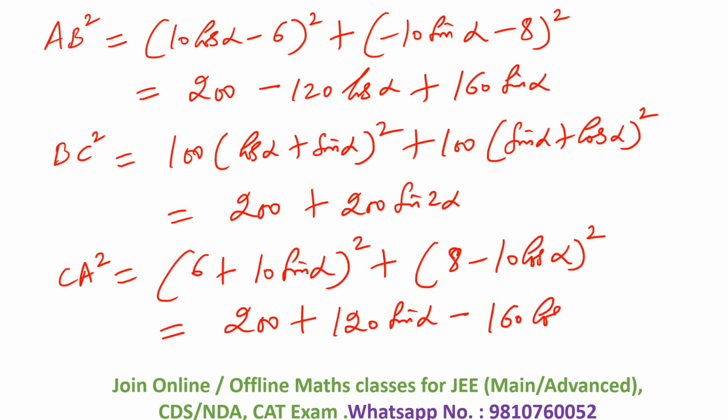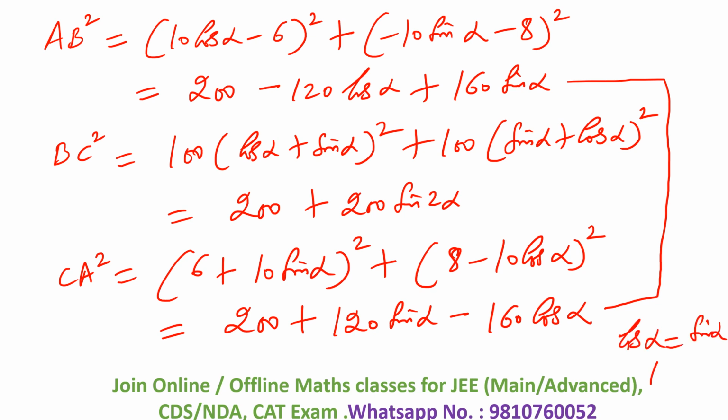Now students, if all of them are equal, only then the triangle would be called an equilateral triangle, otherwise not. Now let's put AB square equal to CA square and find the value of alpha. When you put both AB square and CA square equal to each other, you will be getting 40 cos alpha equal to 40 sin alpha. So that means cos alpha is equal to sin alpha, and if cos alpha is equal to sin alpha, it means tan alpha is equal to 1, or alpha becomes equal to pi by 4.